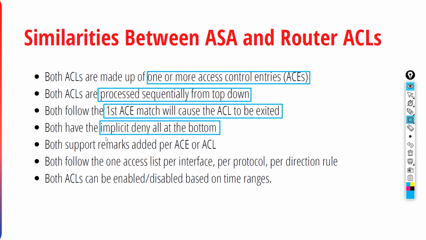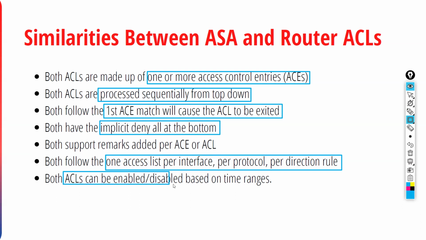Your router and ASA both follow one access list per interface per protocol per direction. That means on one interface, you can apply only one ACL in each direction, one in inbound and one in outbound. ACLs can also be enabled or disabled based on time ranges. So you can enable or disable the ACLs based on time ranges. That also you can do.